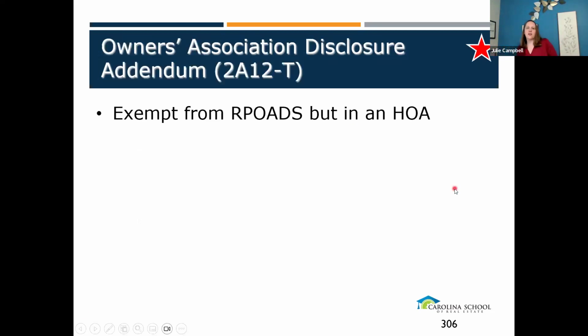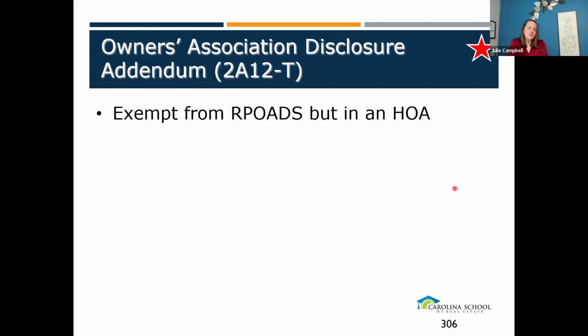There's an owner's association disclosure addendum. We're going to use this when we don't use the RPODs, residential property and owners association disclosure statement. Remember, one of the biggest reasons we don't use the RPODs is because it's new construction. So we're not going to attest to the conditions of the property because nobody's lived there yet.